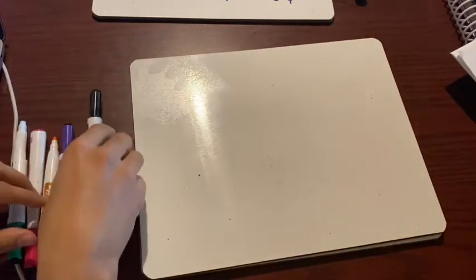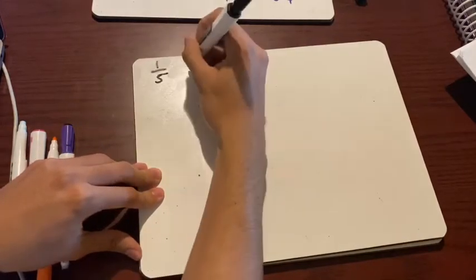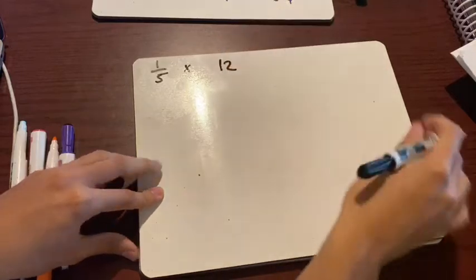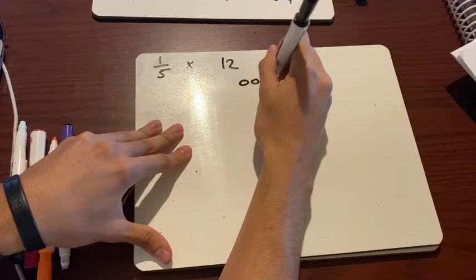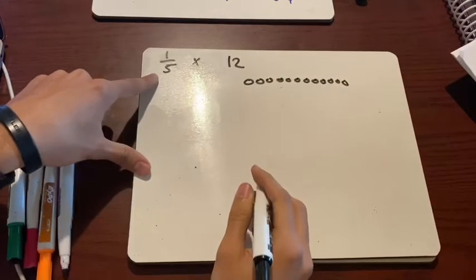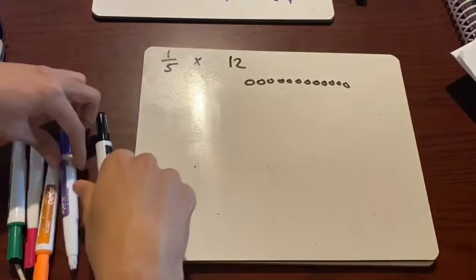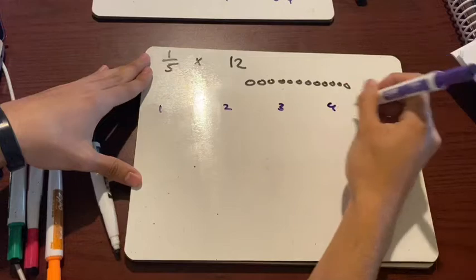All right, let's say 1/5 times 12. So again, draw your circles. 1, 2, 3, 4, 5, 6, 7, 8, 9, 10, 11, 12. How many rows? How many boxes? You have 5. 1, 2, 3, 4, 5.